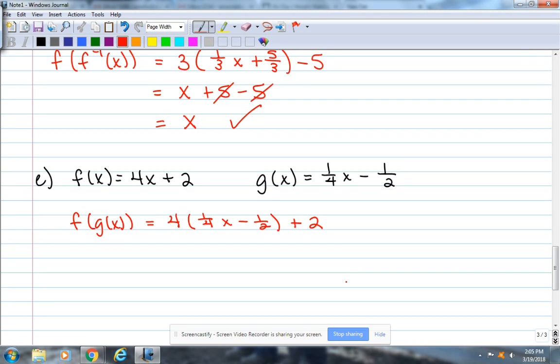Now, y'all, I need some participation. If you use your calculator, I don't care. Okay? We're going to distribute. What is 4 times 1/4? You really don't need your calculator for that. Yes, 1x, right? What is 4 times negative 1/2? Negative 2. And then bring down your plus 2. What does negative 2 plus 2 make? So that equals what? x. So are those inverses of each other? Yes.